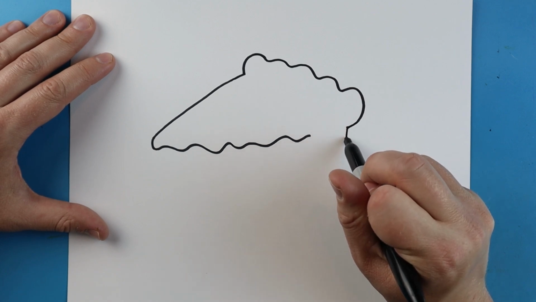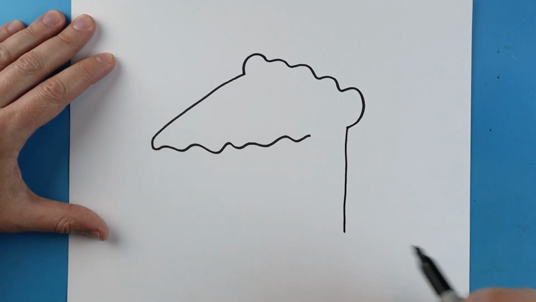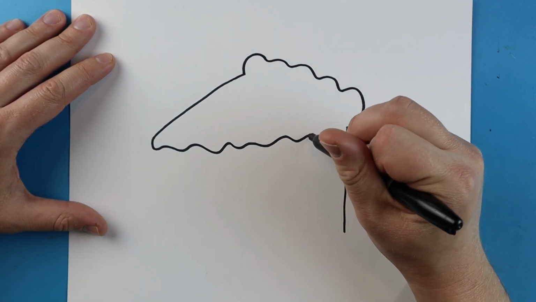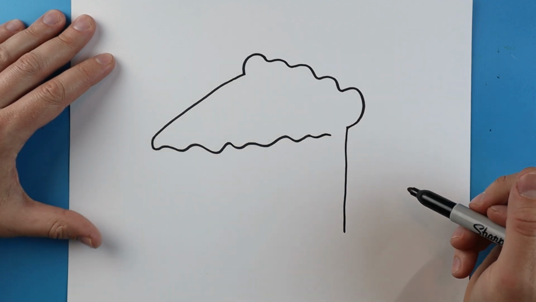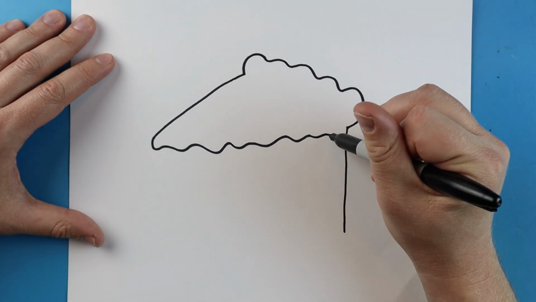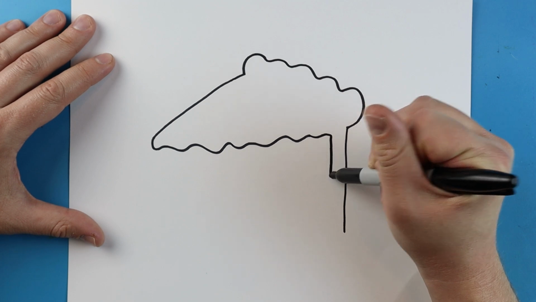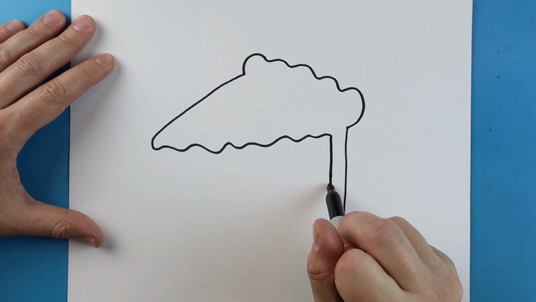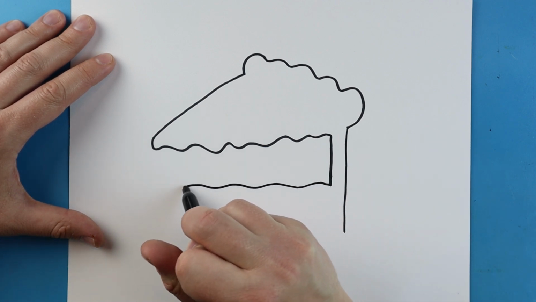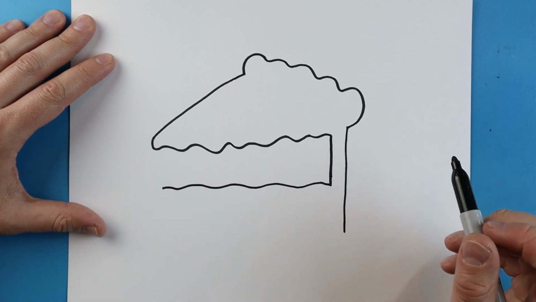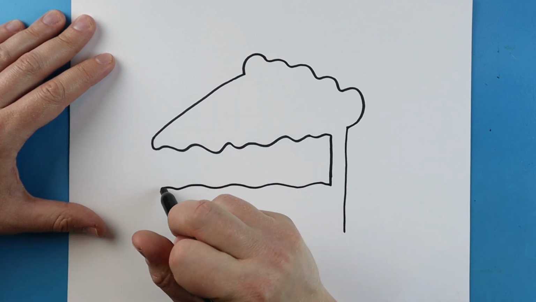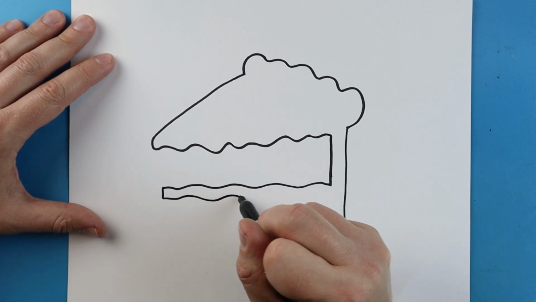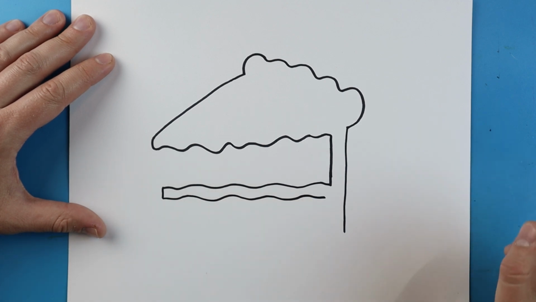Now, starting here, we're going to draw a line that's going to come down. Then I'm going to bring this line over to here. I'm going to make a line that's going to go down a little bit. And right across here, we're going to make another little wavy line to here. Next, I'm going to make a little line that goes down. And I'll make another little wavy line that comes back.